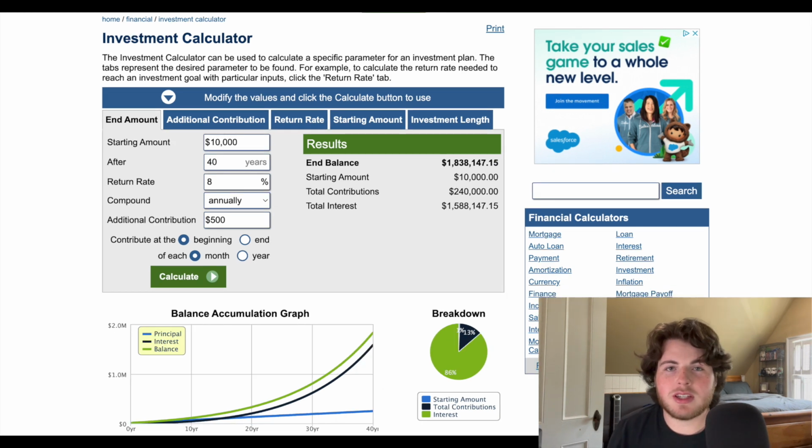The time between year 30 and year 40, you're making an additional $1 million with the same $10,000 start and $500 a month, which is absolutely crazy compared to the first 10 years where you made maybe $40,000. The biggest factor is time.